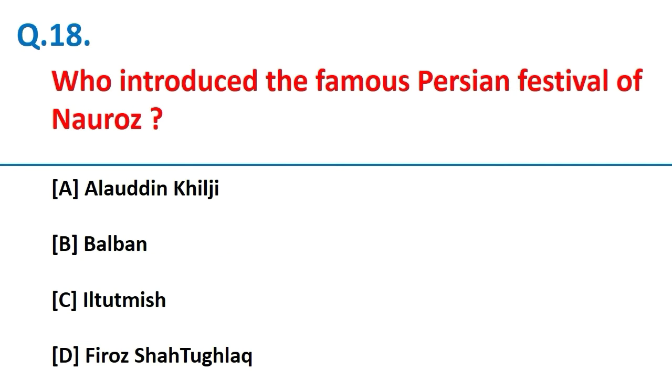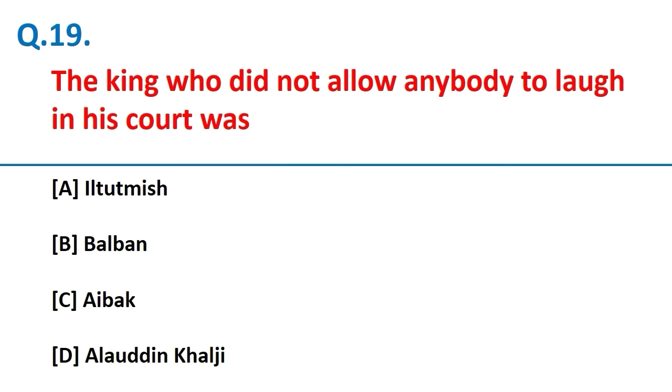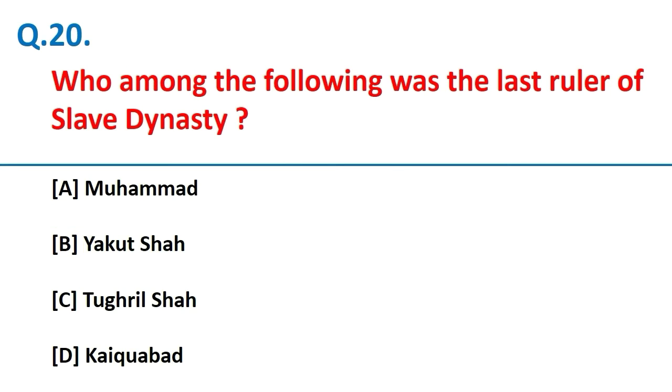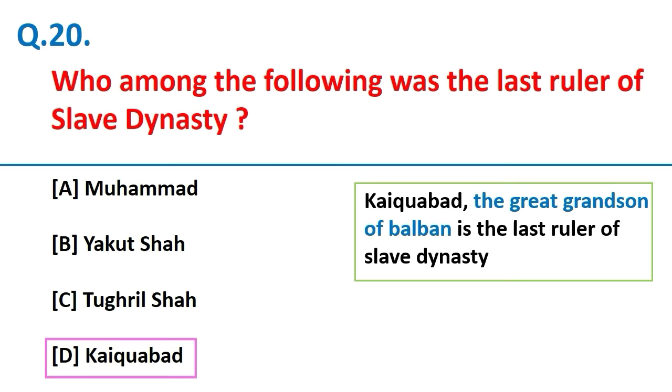Question number 18. Who introduced the famous Persian festival of Nowruz? Balban. Question number 19. The king who did not allow anybody to laugh in his court was Balban. Question number 20. Who among the following was the last ruler of Slave Dynasty? Answer is Kaikhusrau. And friends, he was the great grandson of Balban.